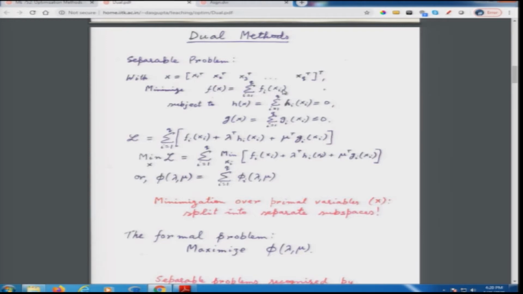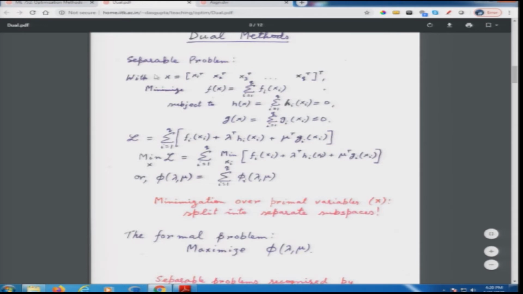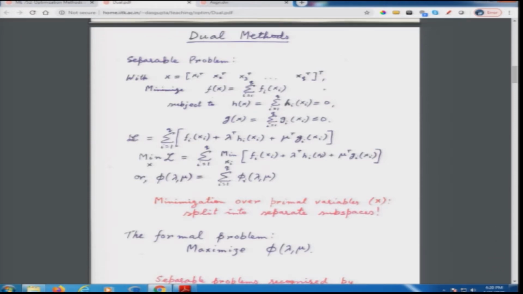If this kind of a partitioning of the variables induces a partitioning of the objective function as well as each constraint function, then such a problem is a separable problem. So, a separable problem is characterized with this kind of a structure. In this kind of a structure, what will be the advantage? You will see that the Lagrangian will be simply the sum of this sigma plus lambda transpose this sigma plus mu transpose this sigma, that will be the Lagrangian.